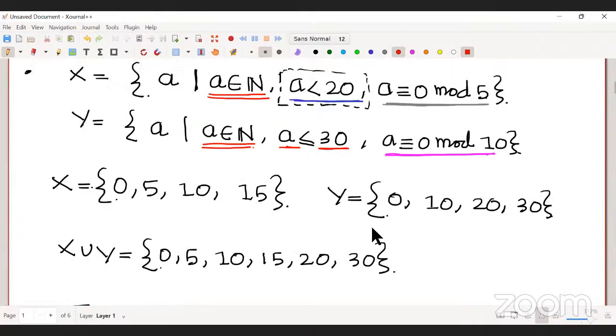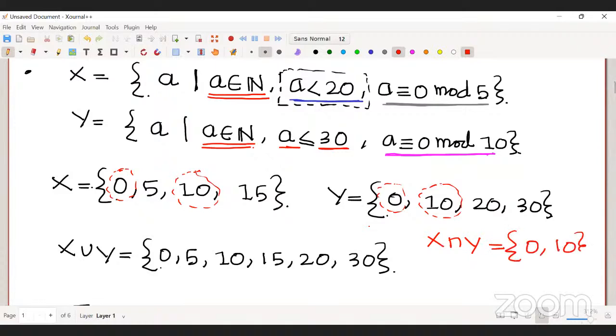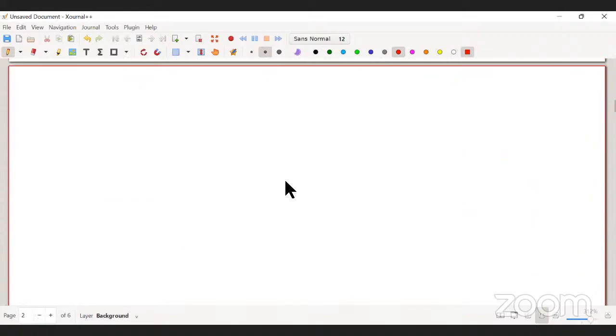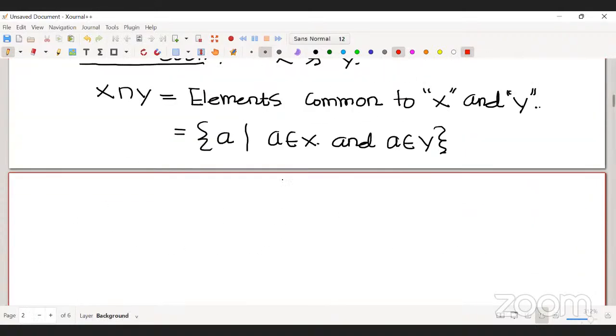Sir, in this 10 will become the intersection. Common, yeah. So as you can see, it's clear that 0 and 10. So 10 is there in X, and as well as 10 is there inside Y. And similarly, you can see 0 is inside X, as well as 0 is inside Y. Okay. So X intersection Y is nothing but 0 and 10.